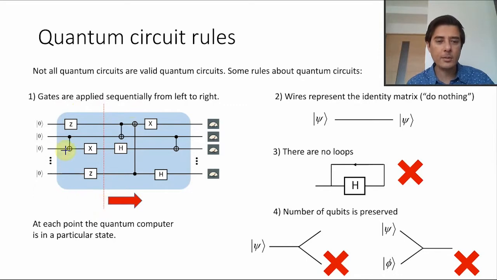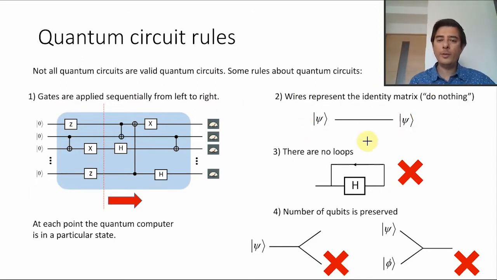So this is the general rule: you always apply these gates in this diagram from left to right, and it always goes left to right. You never go backwards.